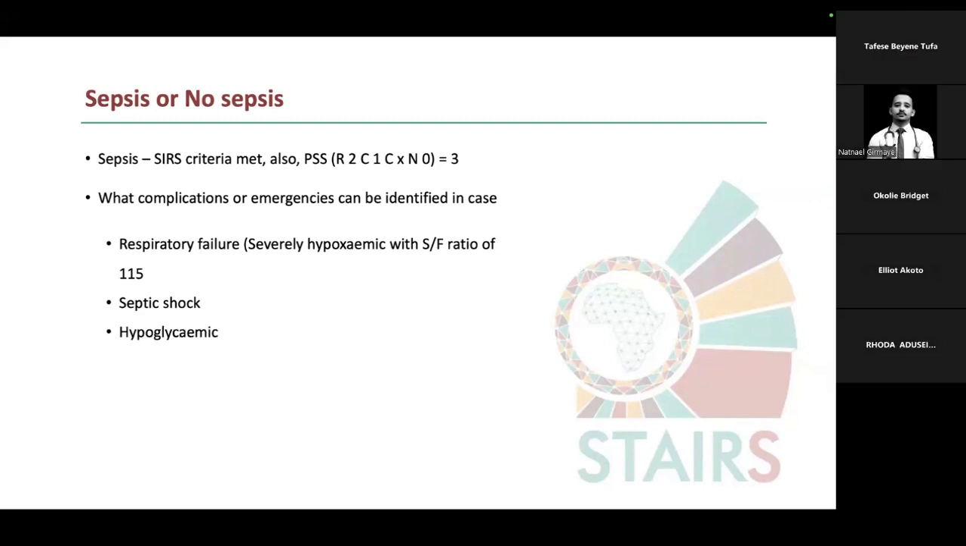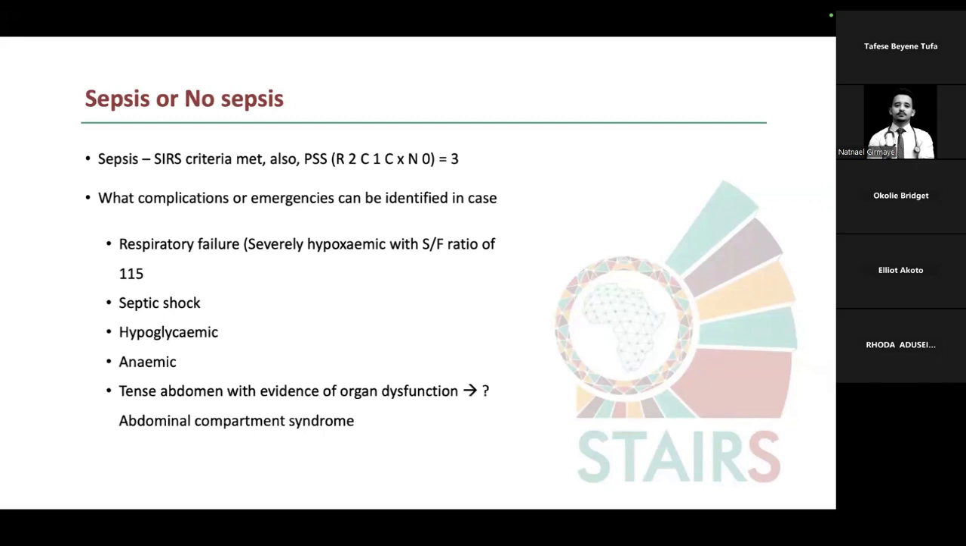Child is hypoglycemic. The child has anemia. You're also concerned about the tense abdomen with evidence of organ dysfunction. So this child is in shock, has respiratory failure. It's not passing urine. So you're also concerned about the possibility of abdominal compartment syndrome. And the child also has acute kidney injury.